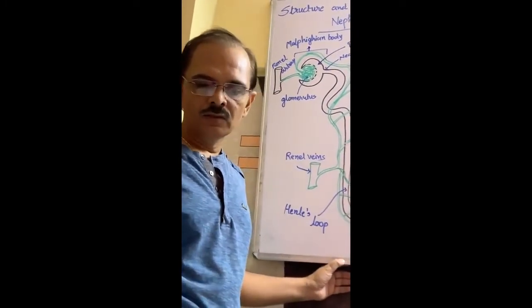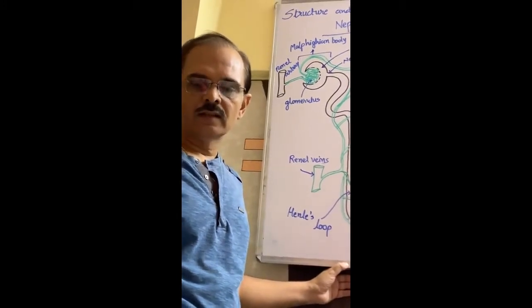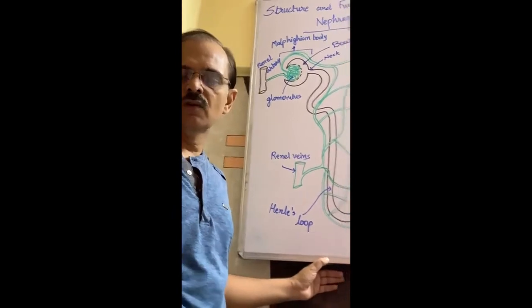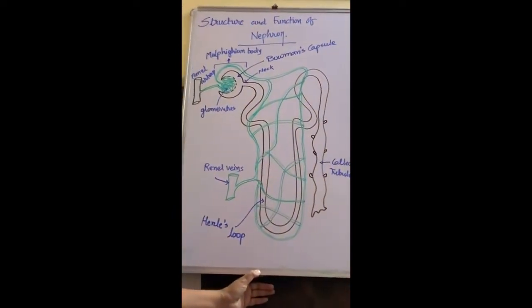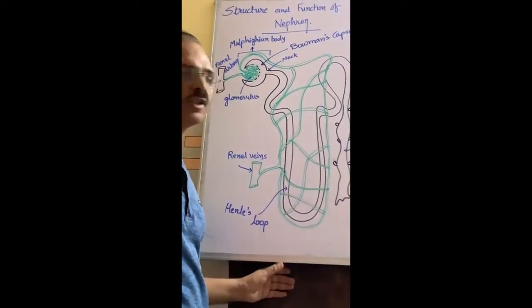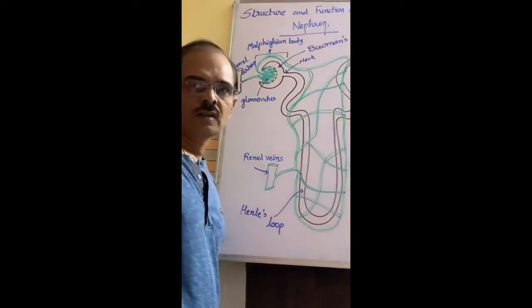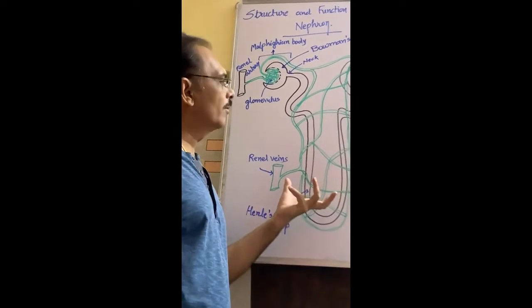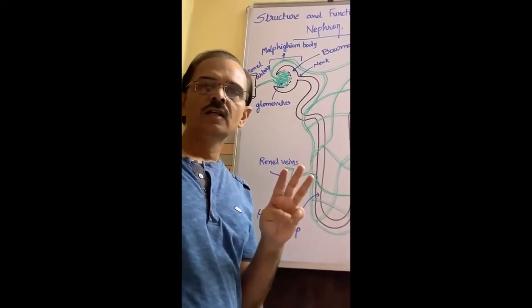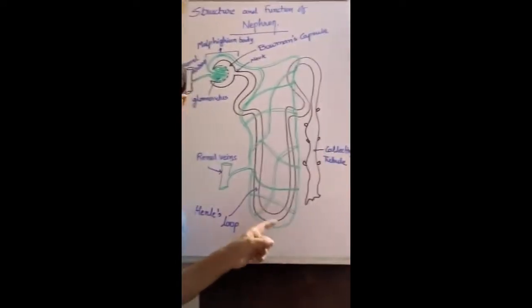Okay, and remember this thing, that the minerals like sodium, potassium, phosphorus, phosphate, glucose, etc., once again return back to the body. This is the function of nephron. So structure and function of nephron, you have to draw it. It is a 4-mark or 3-mark question. So please repeat this again and again.